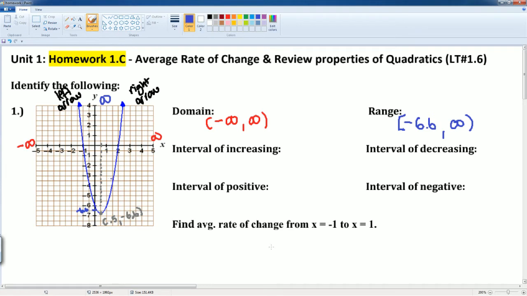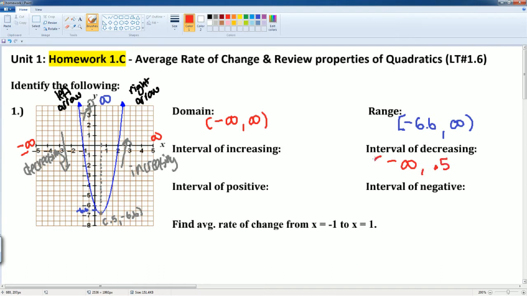Let's look at the interval of increasing and decreasing. We notice if we follow like a person right here, they're going down, they are decreasing here, and then they go back up here, so this will be increasing. So let's do the decreasing first. Notice it starts here from negative infinity. It decreases all the way until it hits what point? The x value of the vertex. So it goes all the way to 0.5.